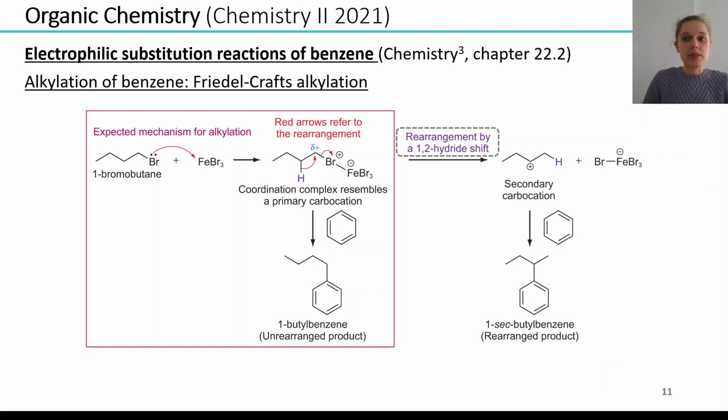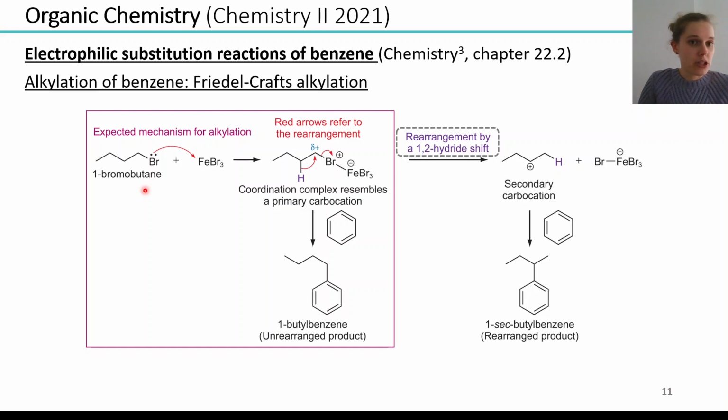In the example, the first step is the generation of a strong electrophile, which is a coordination complex of the Lewis acid and the primary halogenoalkane. And this is depicted here. So this is what we normally expect when we talk about Friedel-Crafts alkylations, as we just learned.